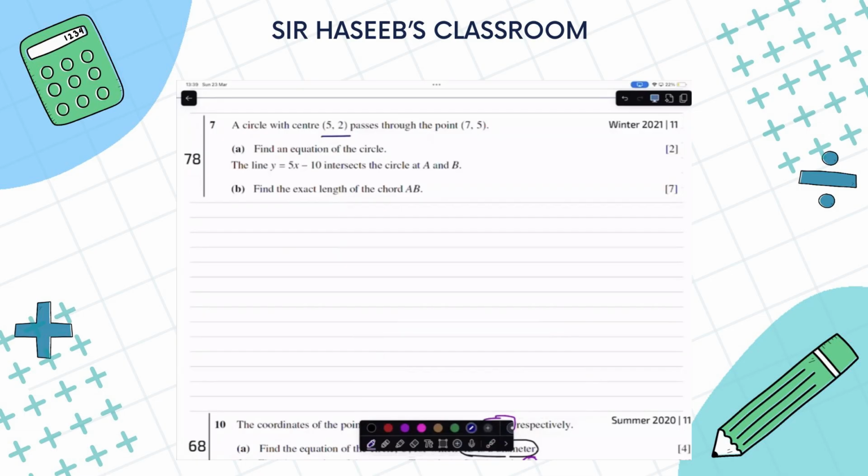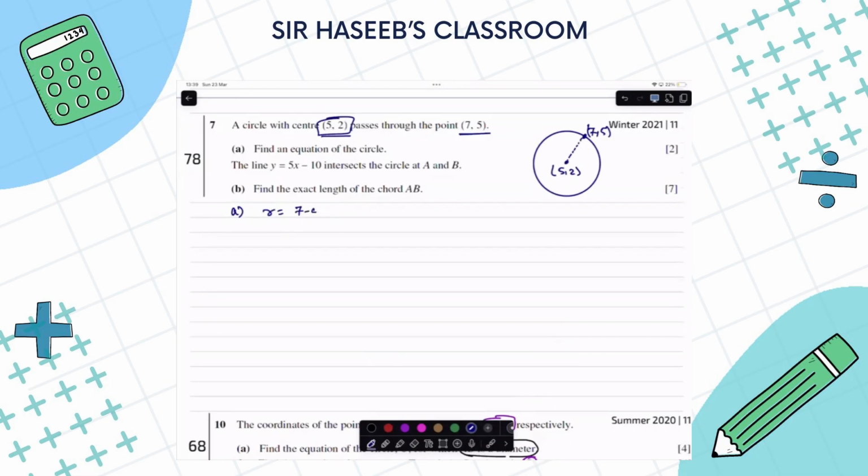A circle with center (5, 2) passes through the point (7, 5). Find the equation of the circle. This is the center of the circle, which is basically (5, 2). (7, 5) must be somewhere over here, right? And now what we need to find out is the radius.